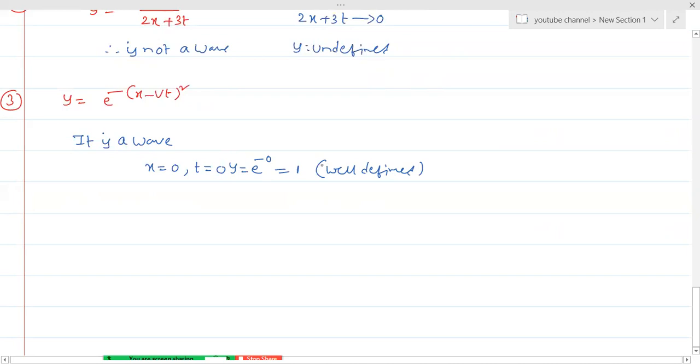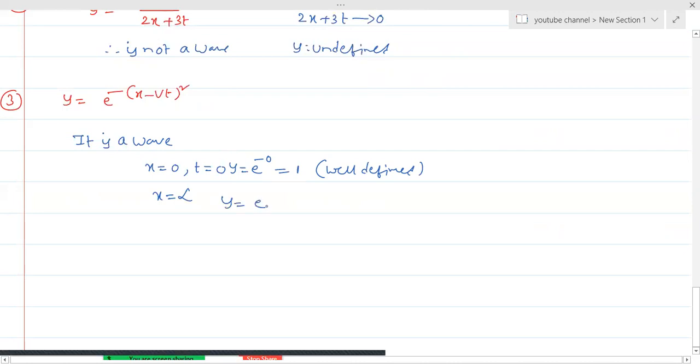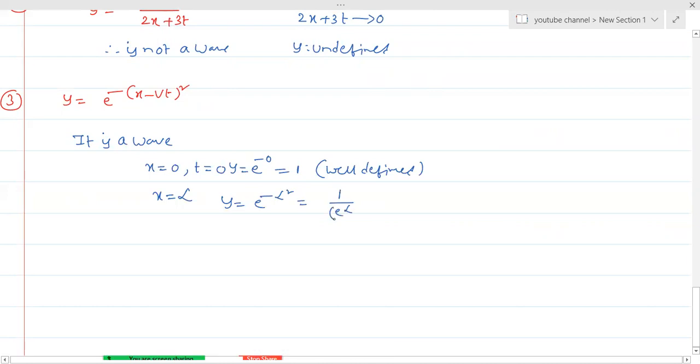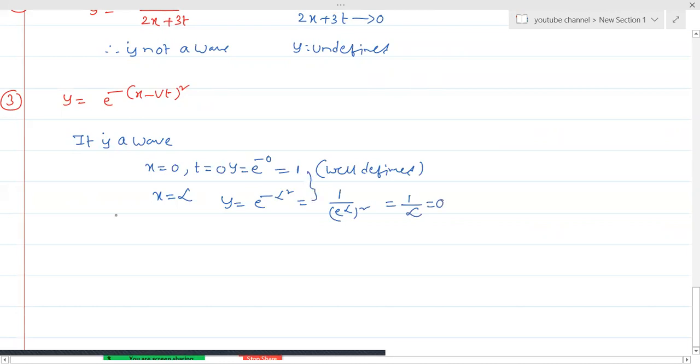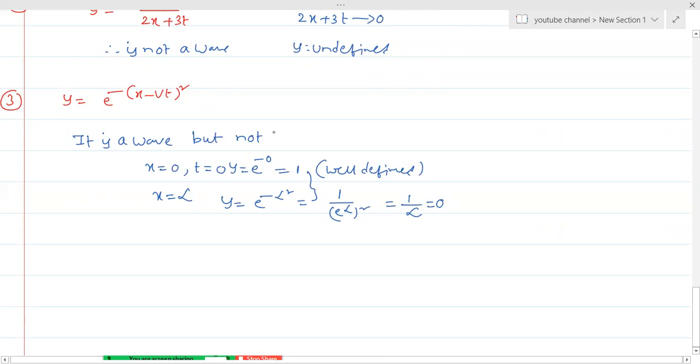When you take x equivalent to infinity or t equivalent to infinity also, we can define it. So y is equivalent to e power minus infinity square, or 1 by e power infinity whole square, which is equivalent to 1 by infinity, meaning 0. So it is obviously well defined. So it is a wave, but this wave is not harmonic. We do not have sinusoidal terms, so it is not harmonic here.